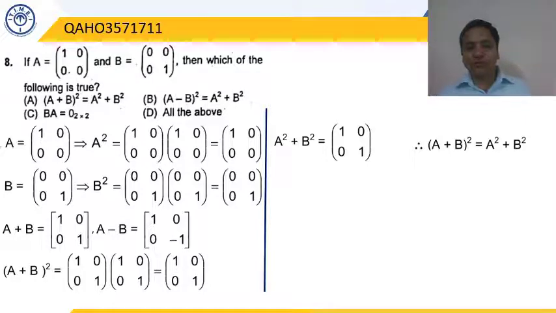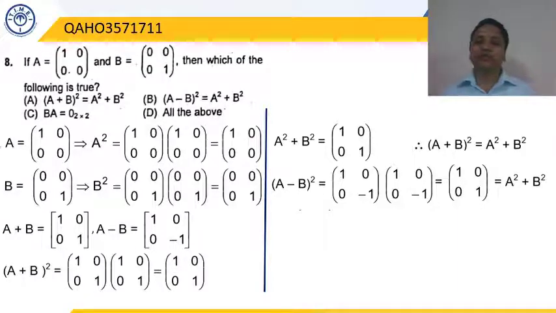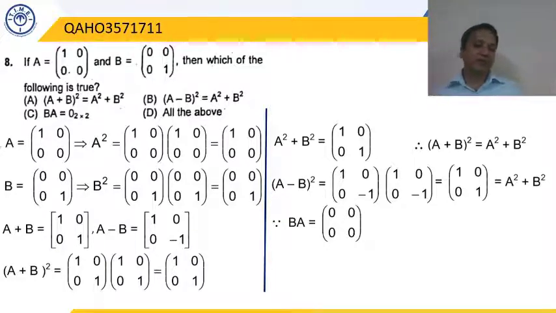So should we mark the answer option A, or should we check once more? Ideally, since all of the above is there, we have to check one more option. We know the A minus B matrix, so let's do A minus B whole square, that is, multiply the A minus B matrix by itself. When you multiply first row, first column, we get the first element; first row, second column, the second element; and so on. Second row, first column; second row, second column. So you get A minus B whole square as again 1 0 0 1, which is again A square plus B square. We have calculated this before. So this shows that A minus B whole square is equal to A square plus B square.